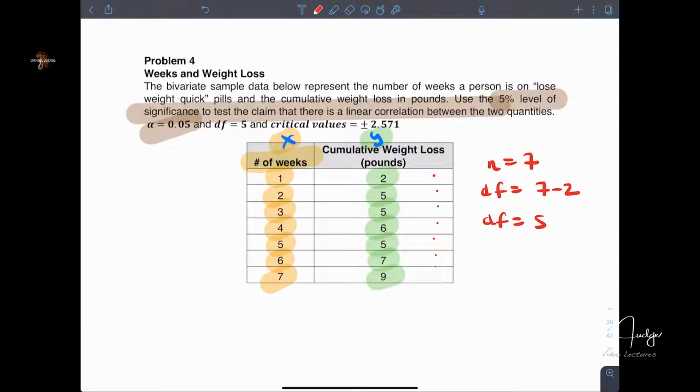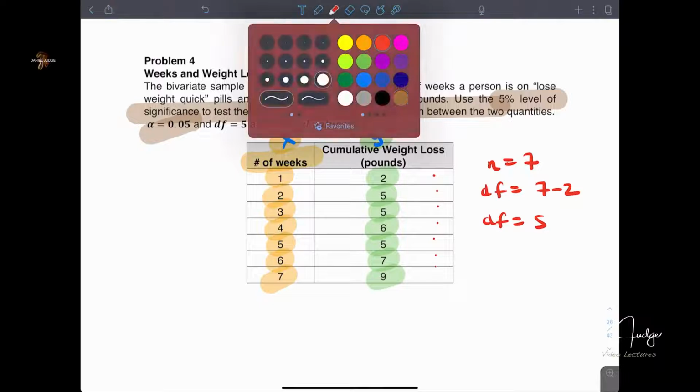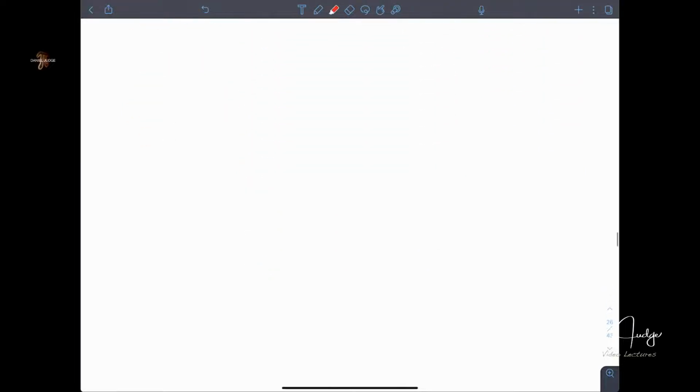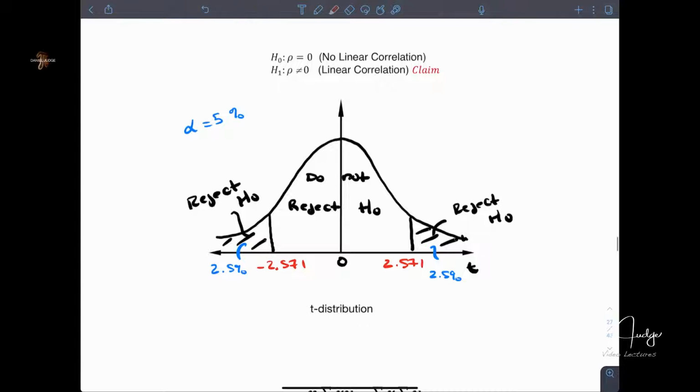All right, so sure enough, that's what this is. Now let's verify that the critical values are going to be plus or minus 2.571. If my alpha here is 5% again, as they're saying, you're saying your alpha is 5%, then 2.5% is in each tail.